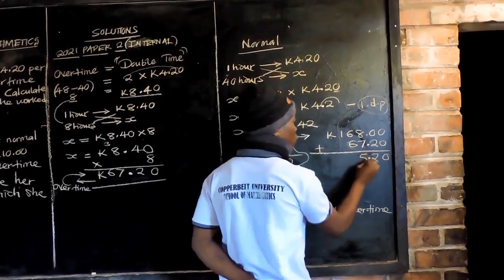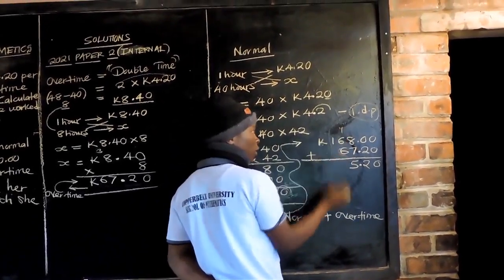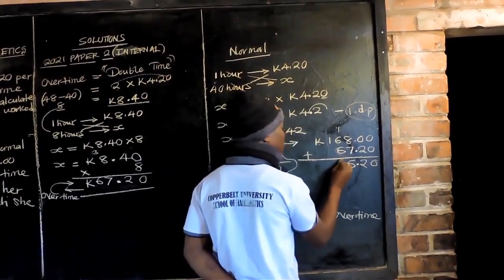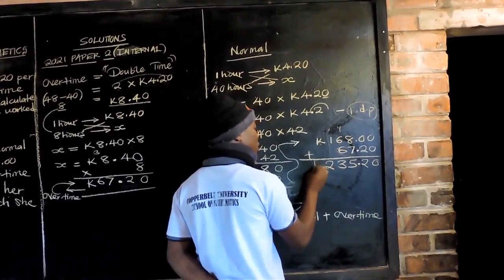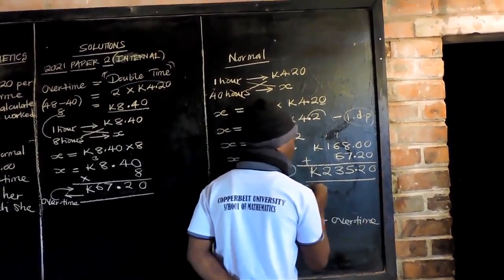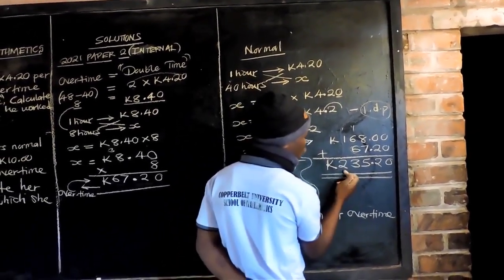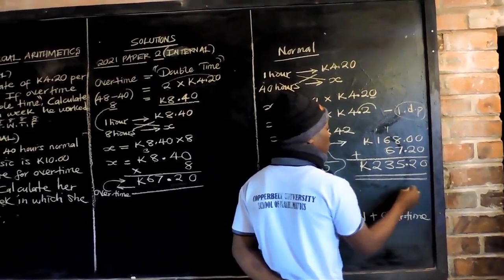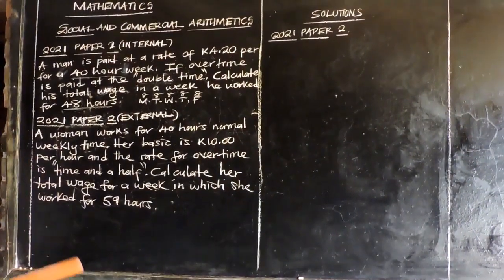7 plus 8 is 15. Yes, so 5 carry forward 1. 6 plus 6 is 12, 12 plus 1 you get 13, so 3 carry 1. 1 plus 1 you get 2. Is this correct? Yes, very good. So the total weight is 235.20. Now let us look at 2021 paper 2 external.